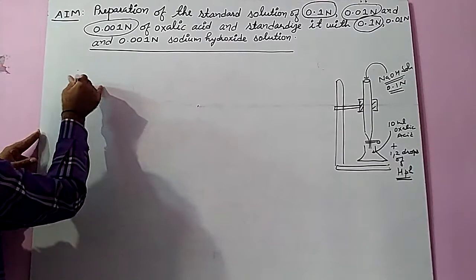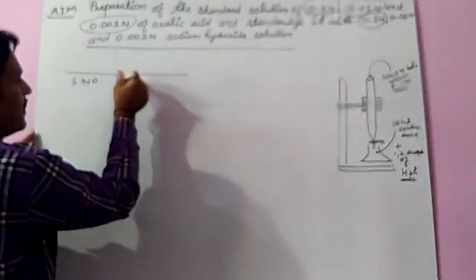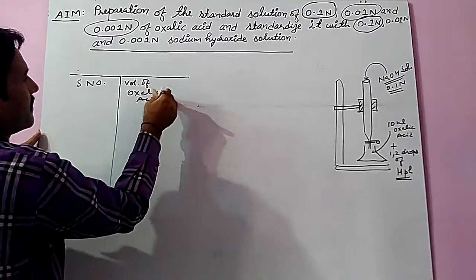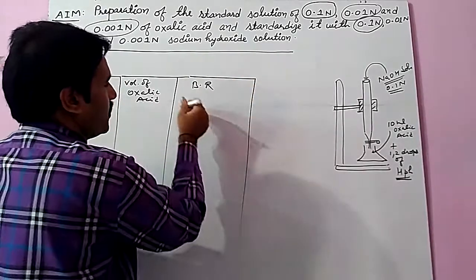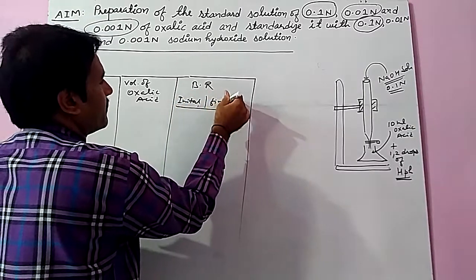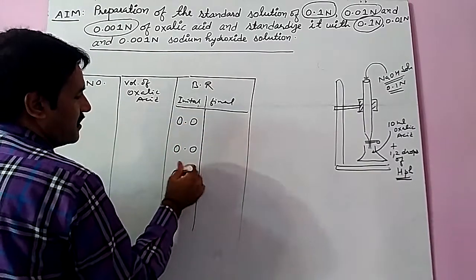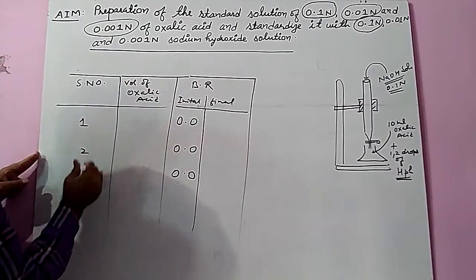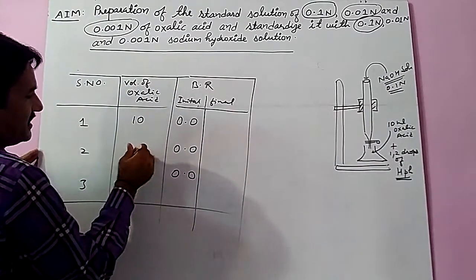For observation, make a table: serial number, then volume of oxalic acid, then burette reading, generally divided into 2 parts, initial and final. My personal recommendation, always choose 0.0 for initial. Every time refill. Trials 1, 2, 3 and so on as you wish. In this, oxalic acid amount is fixed: 10 ml, 10 ml and 10 ml.